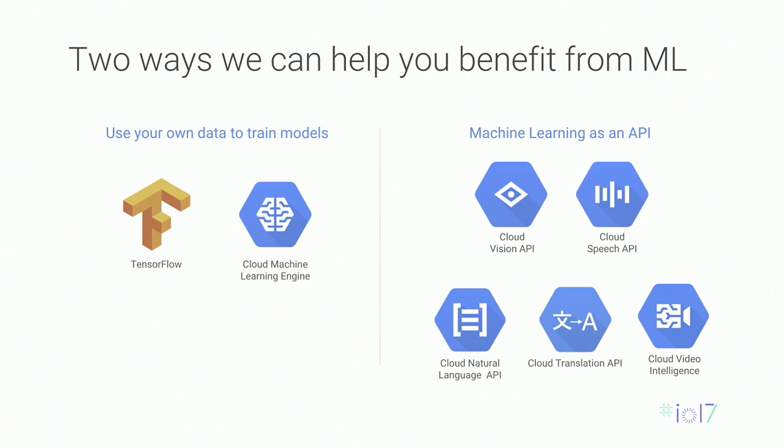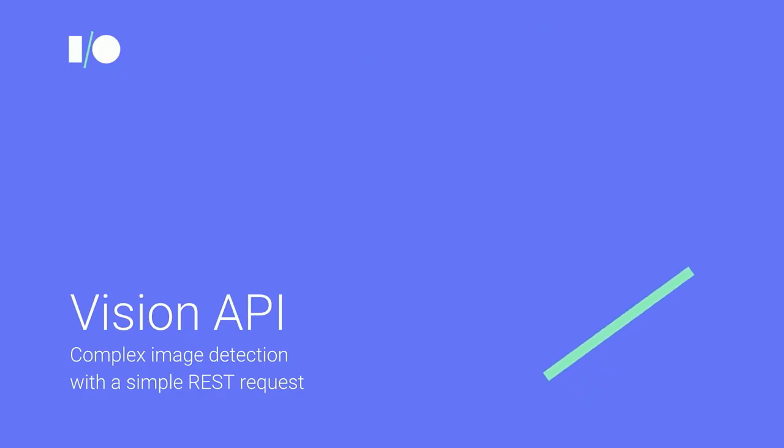So I'm going to give you a tour of each of these five APIs, and I'm going to get started with the Vision API. So let's dive right in. The Vision API lets you perform complex image detection with a simple REST request.